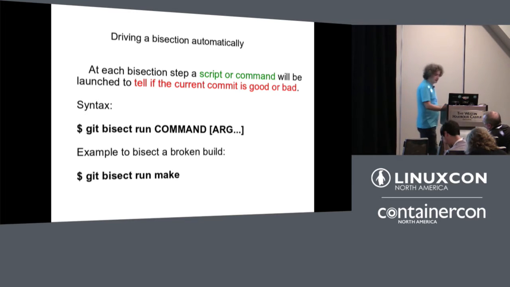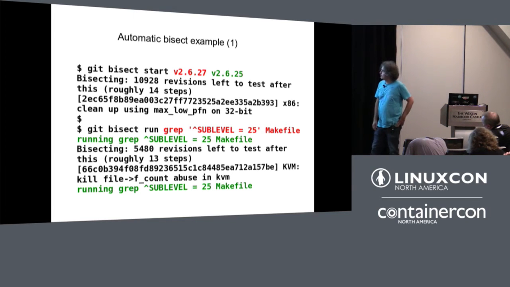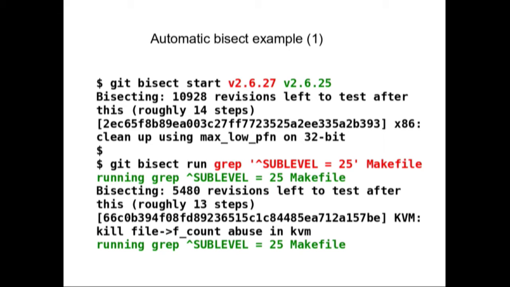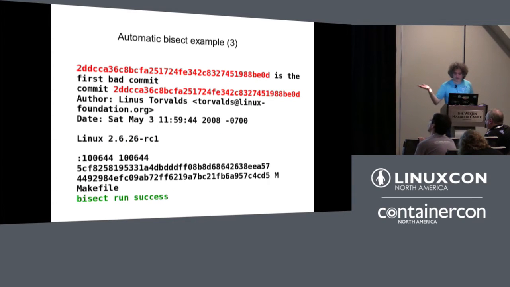And for example, with the previous toy example, I used git bisect start with those two versions, the bad one and the good one. And then git bisect run with this command. It greps the Makefile to say whether SUBLEVEL = 25 can be found in it. As you can see, it tells you which command it is running, then which commit is checked out, and so on, automatically, and in the end, you find the same first bad commit.